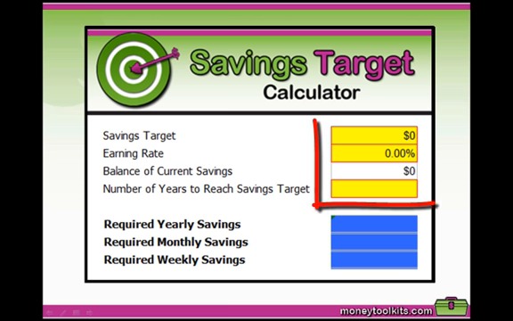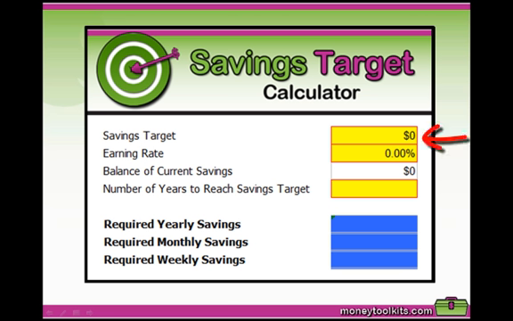You'll notice up the top there are 4 rows, which is where you're required to input some details. And the 3 rows below, so the required yearly savings, monthly savings, and weekly savings, will have a formula already calculated based on what you actually put in. So do not touch the formulas within these three rows. So let's have a look.